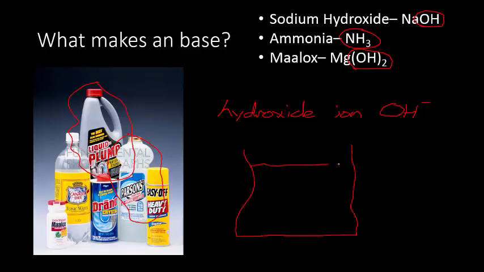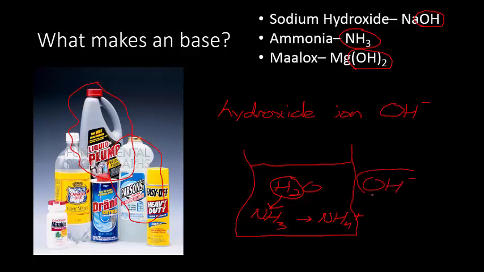In a beaker of water, when you put the ammonia in, it actually will take one of the hydrogens off that water and add it to the ammonia, producing something called NH4 plus, and leaving you with the hydroxide ion. That's a little bit complicated for what we're doing, but just know that when you see hydroxide, it means base.